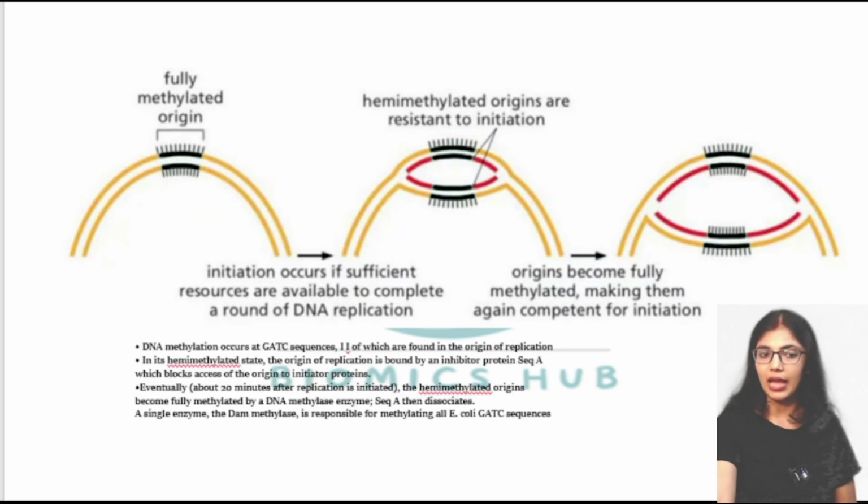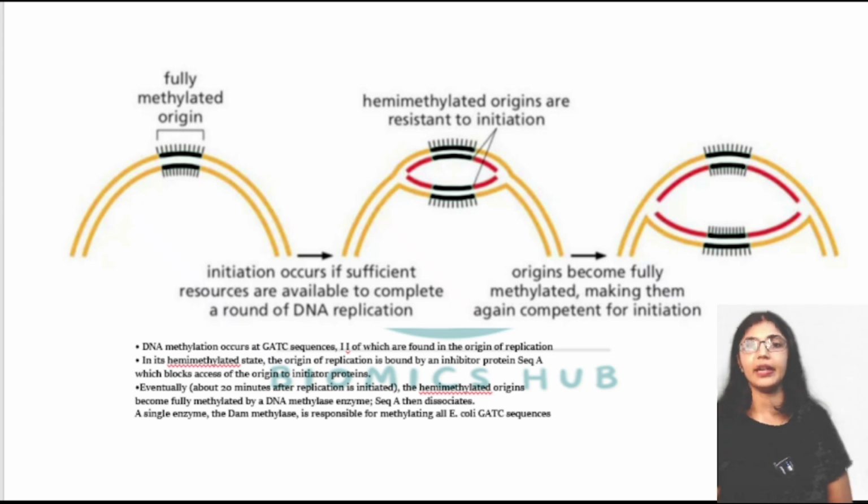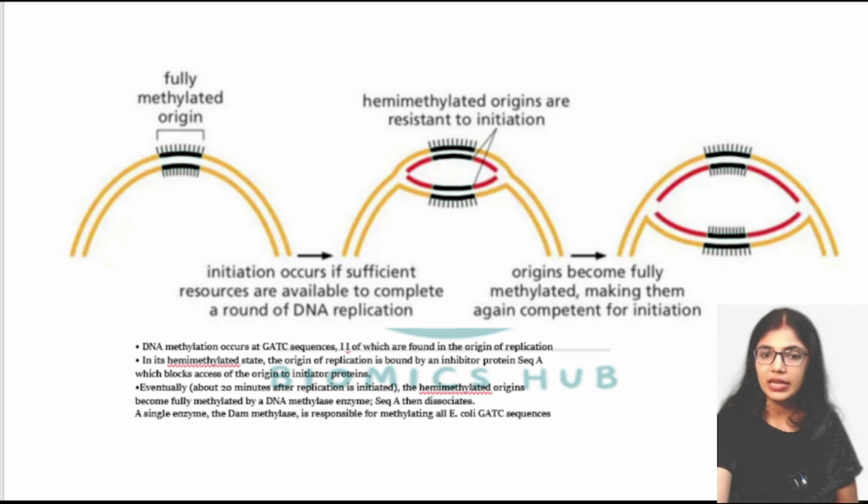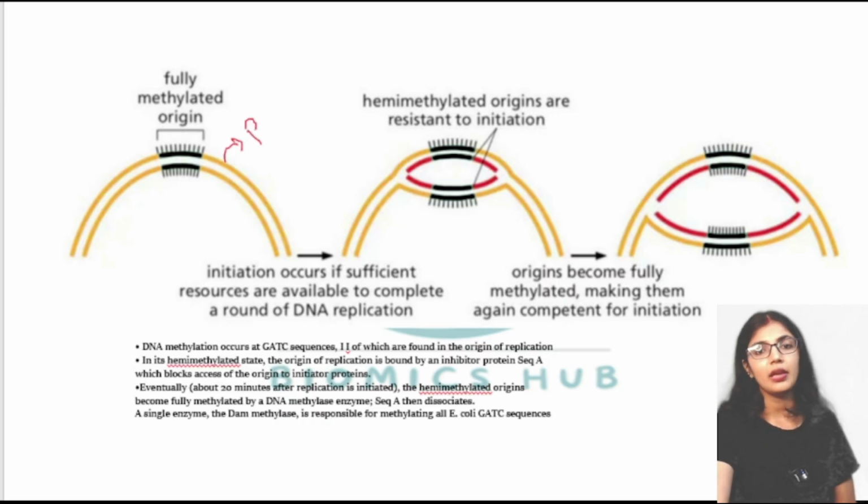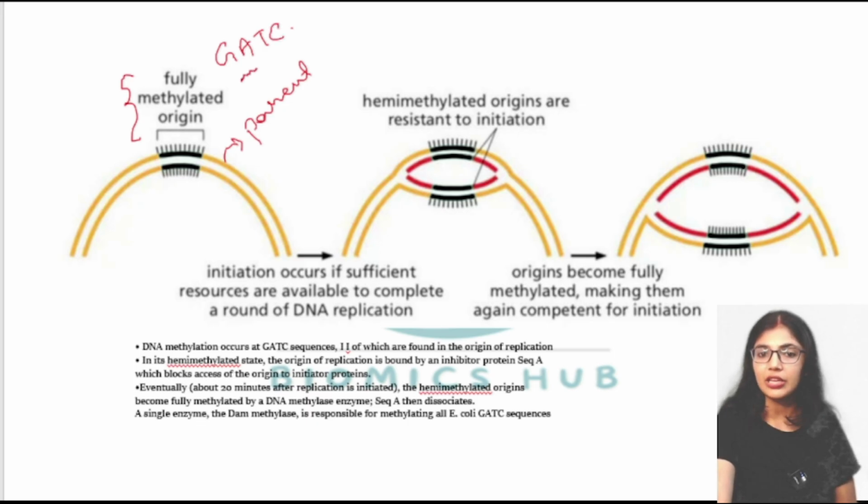We can see here that this is a fully methylated origin. Now let us discuss what is a methylated origin and what is a hemimethylated origin. This is the DNA strand, the parent DNA. This parent DNA has a fully methylated origin in the sequence GATC. GATC is the sequence in which the methylation takes place in the adenine.